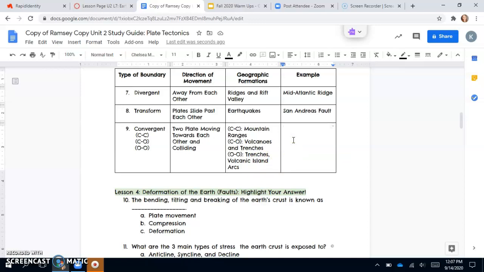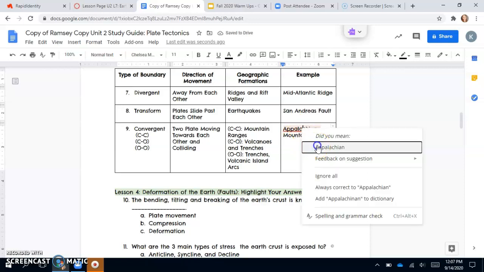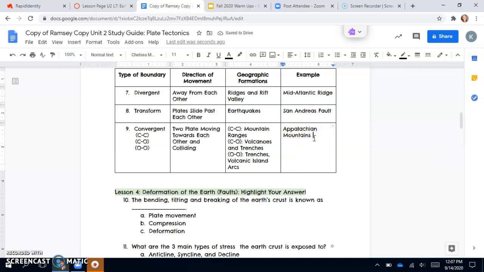So examples of this, so for our mountain ranges, we have the Appalachian Mountains, right? Appalachia. Didn't spell that right the first time, which is kind of terrible because I went to App State. And then also volcanoes and trenches. So an example of a volcano would be like Mount St. Helens is a volcano. And then the Marianas Trench would be an example of a trench.